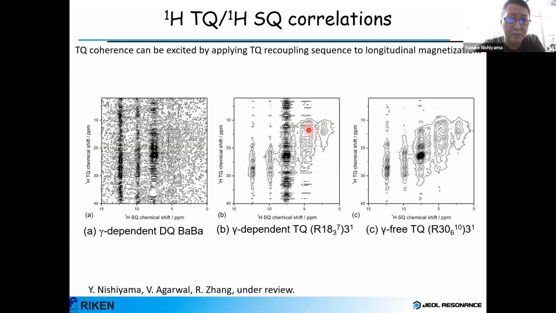Here is a comparison of the gamma-dependent double quantum Babinet sequence that gives us the triple quantum single quantum correlation, the gamma-dependent triple quantum sequence, and the gamma-free sequence. Filtering efficiency is largely improved by the triple quantum sequence, but T1 noise is still there because of the gamma dependence, and that is removed by the gamma-free sequence. And then we can enjoy high filtering efficiency as well as less T1 noise.